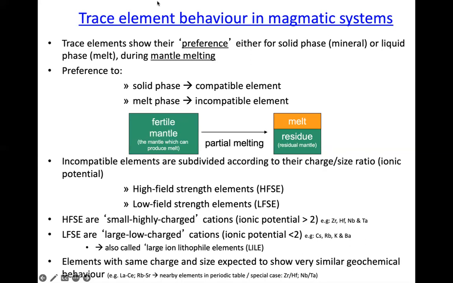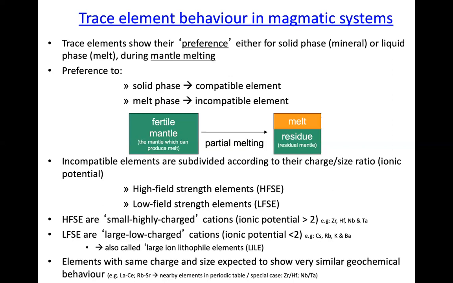Okay, let me start with this slide. This is about the trace element behavior in magmatic systems, right? In magmatic systems means always either melting or crystallization, right? It can be melting, that means mantle melting, or crystallization, not only mantle melting, even crustal melting, right? Magmatic system, wherever the magma is involved in a rock system, right?